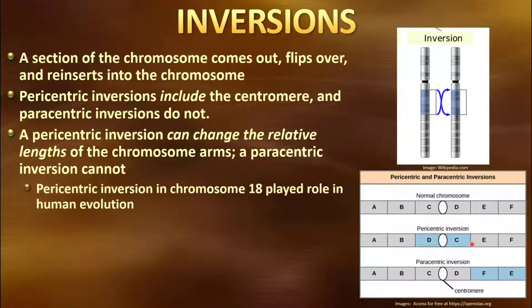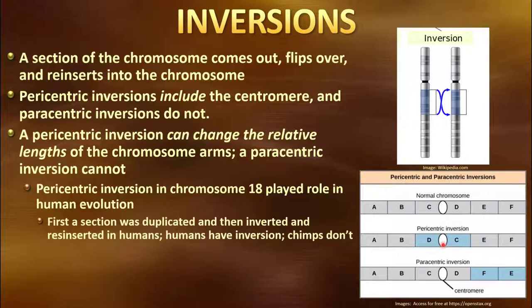It appears that a pericentric inversion on chromosome 18 had a big role to play in human evolution. If we compare our genomes with chimps, we find that we have an inversion that chimps don't have.